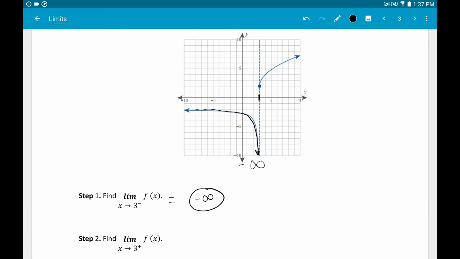And then step 2 will be the right-sided limit. Okay, so we're over here on the opposite side, starting on the right, coming back till we hit our vertical line there. So we're hitting right there. The y value of that point is 2.